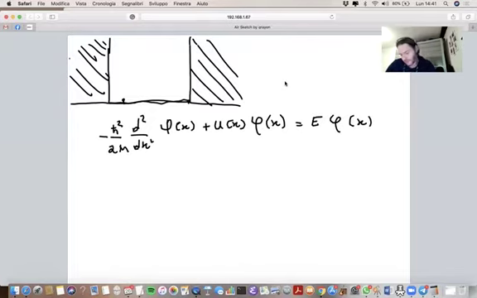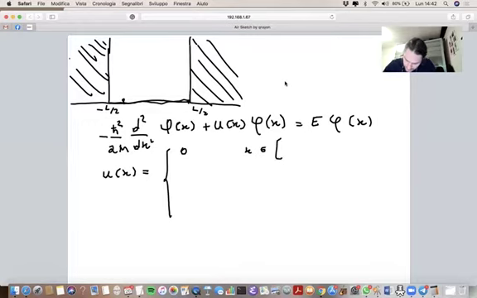For this specific problem. And remember, the problem that we're interested in is one in which the well can be considered constant or zero inside the region between L half and minus L half, and virtually infinite outside this region.